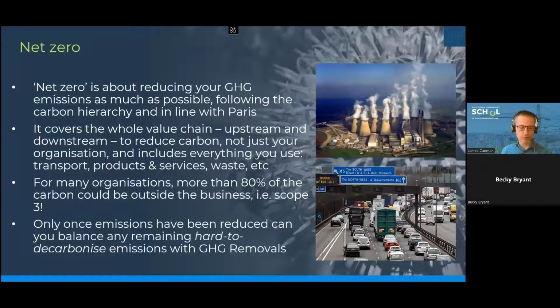And then, as I've said already before, only when you've done as much as you can to reduce your existing emissions, then look to dealing with offsets or carbon removals for those other emissions that you can't yet decarbonize.